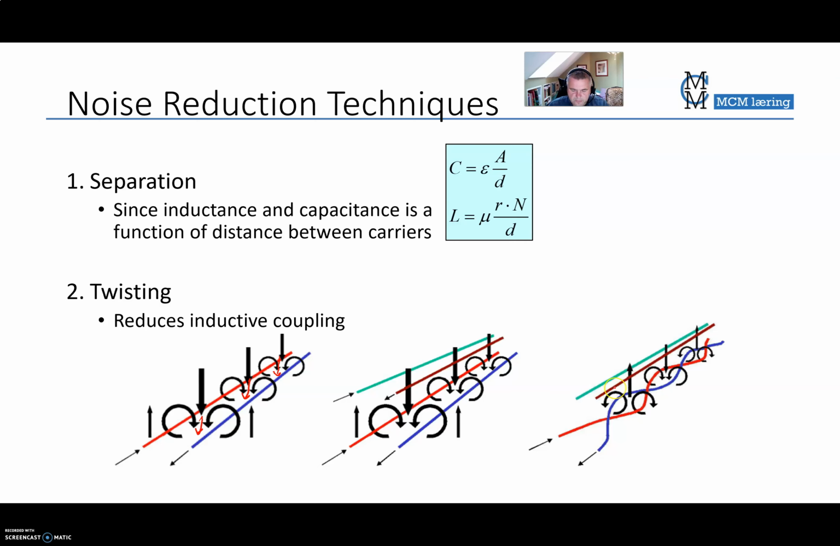So the neighboring cable running close to it will not be infected overall by the magnetic field, even though it's affected by it, but it will zero out over a given distance.